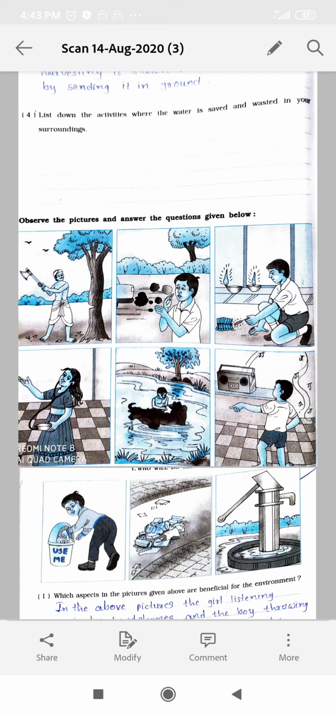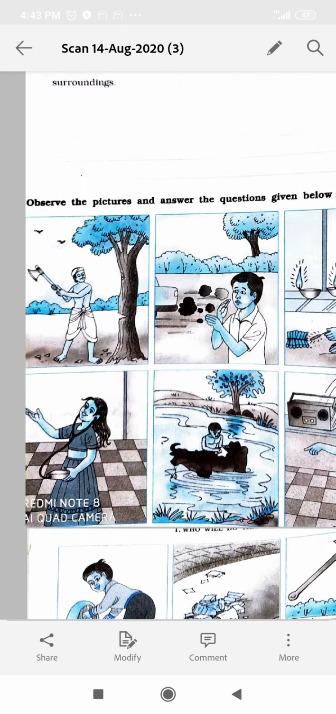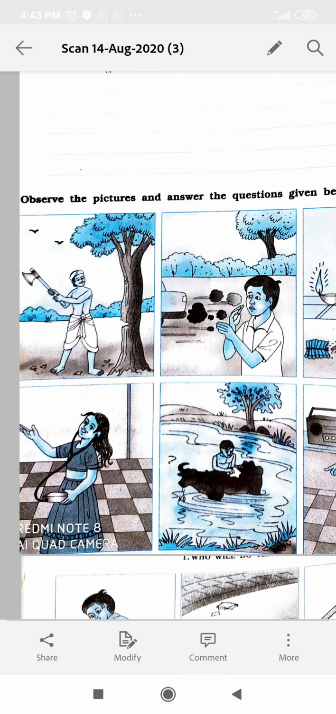Hello students, now let's continue and observe the pictures given on page number 9. Here you can see 9 pictures are given. You have to observe them and describe them. Okay. For the first picture, you can see the man is cutting the tree.